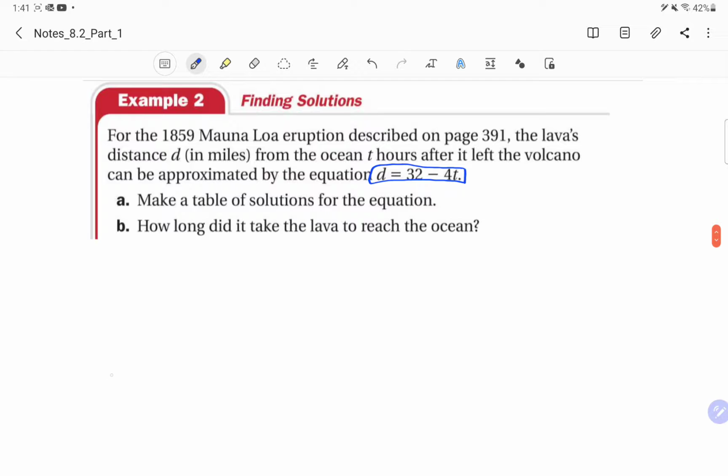Okay, so basically what we have going on is we have a volcano right here, okay? I'm going to draw a little picture for you.